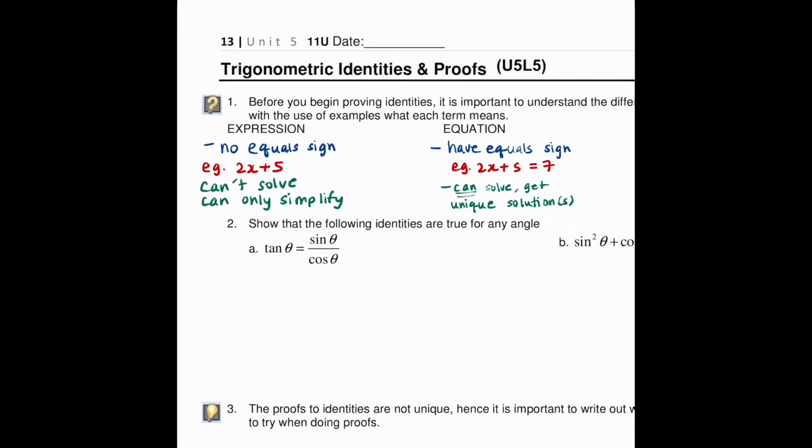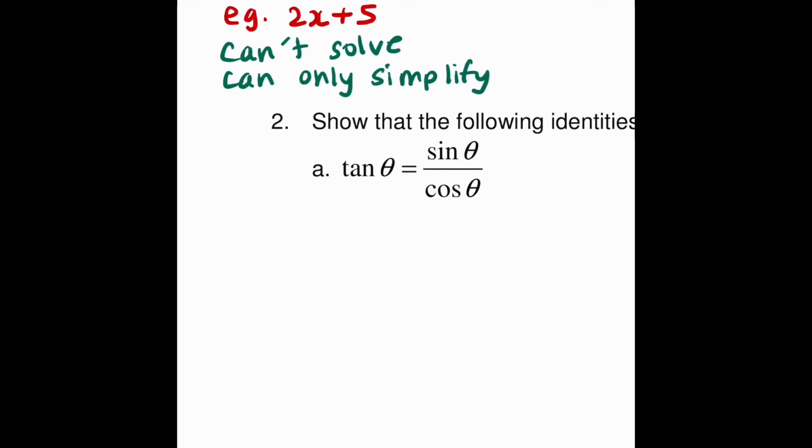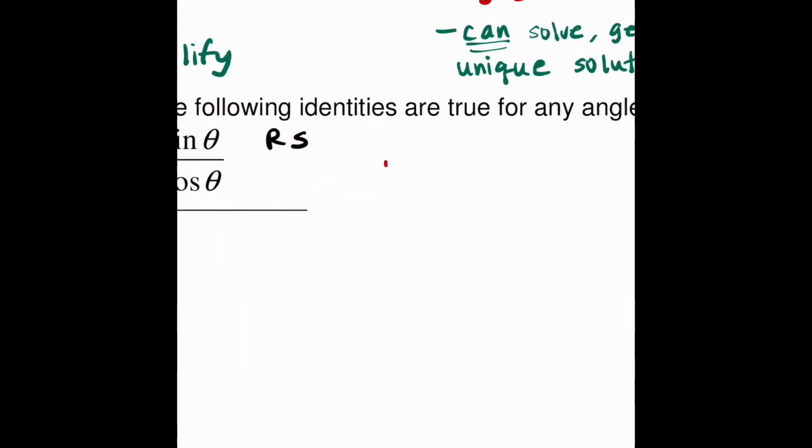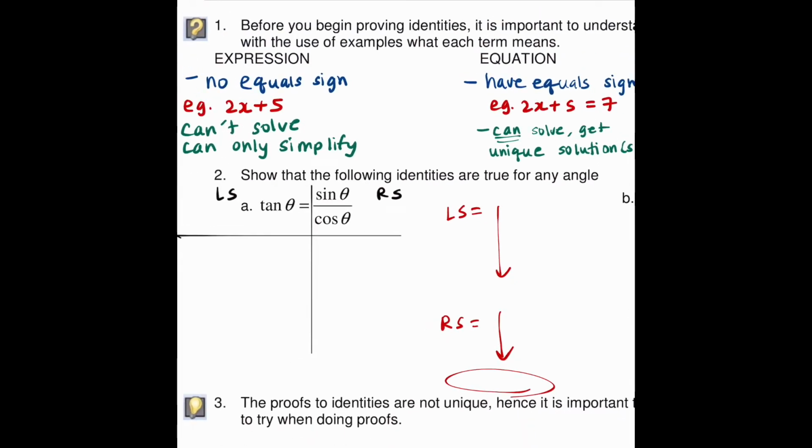So number 2 says, show that the following identities are true for any angle. So you've got to make sure that you're using proper form. There are 2 proper forms that I'm going to introduce you to. One is writing left side, right side, drawing these lines, and working on them separately. If the 2 sides are equal, that means this is a true statement. It's a true identity. Meanwhile, you could also write left side equals and your work, right side equals and then your work, and then compare the 2.